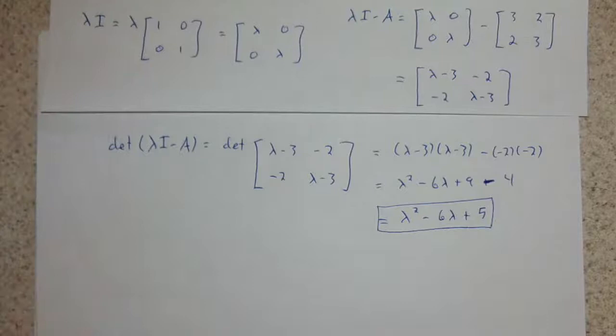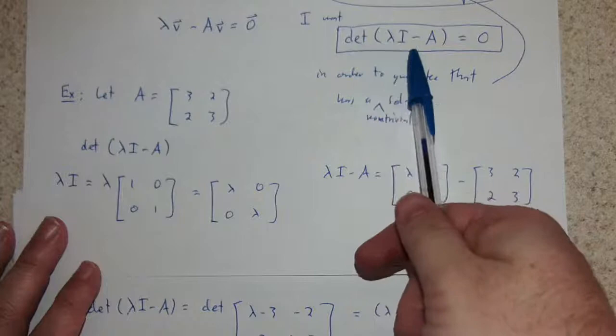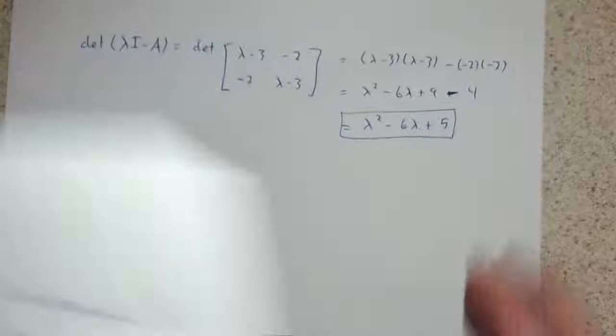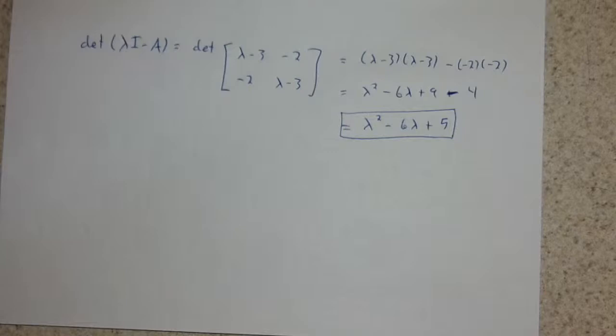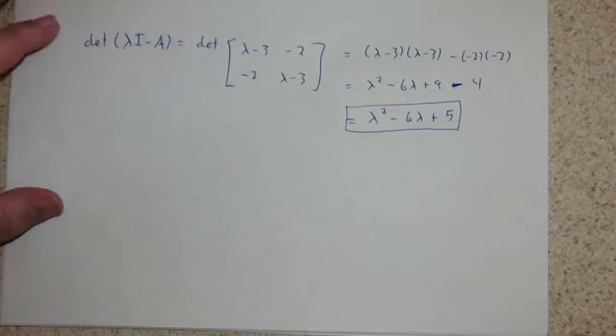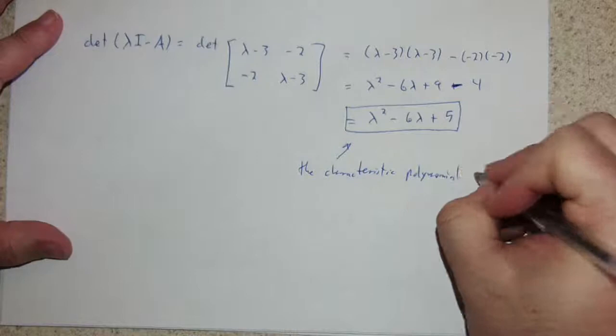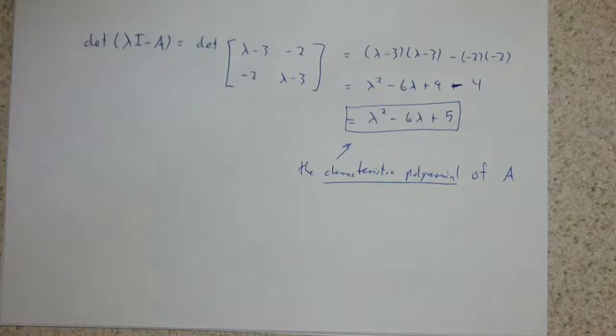So the original question is what kind of object is the determinant of lambda I minus A? It is a polynomial. For a 2x2, it's a degree 2 polynomial, a quadratic. For a 3x3, it's a degree 3. For an n by n, it's a degree n polynomial. This polynomial is called the characteristic polynomial of A, where our A we started with is our favorite matrix we've used over and over again here, 3, 2, 2, 3.